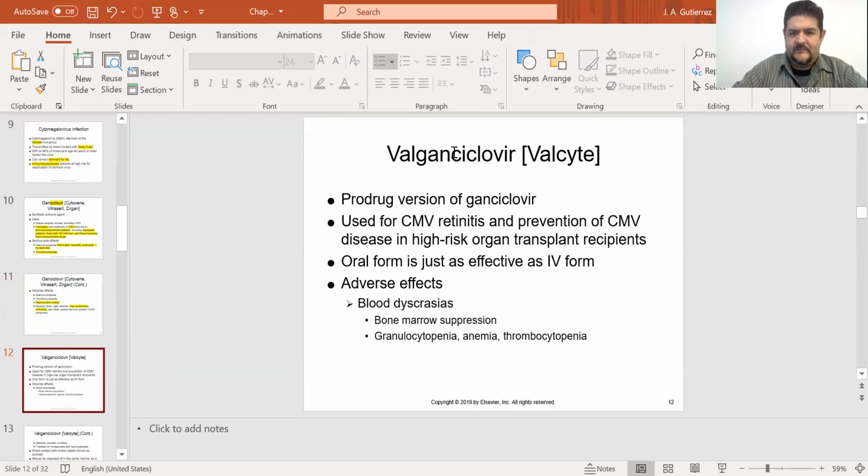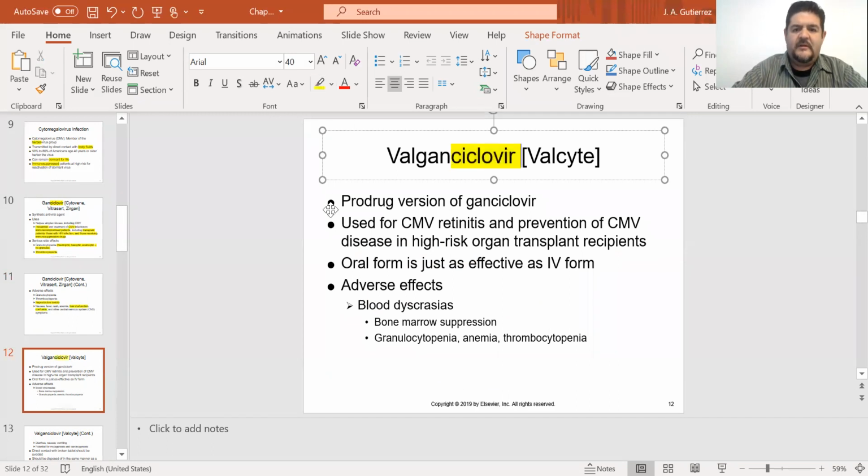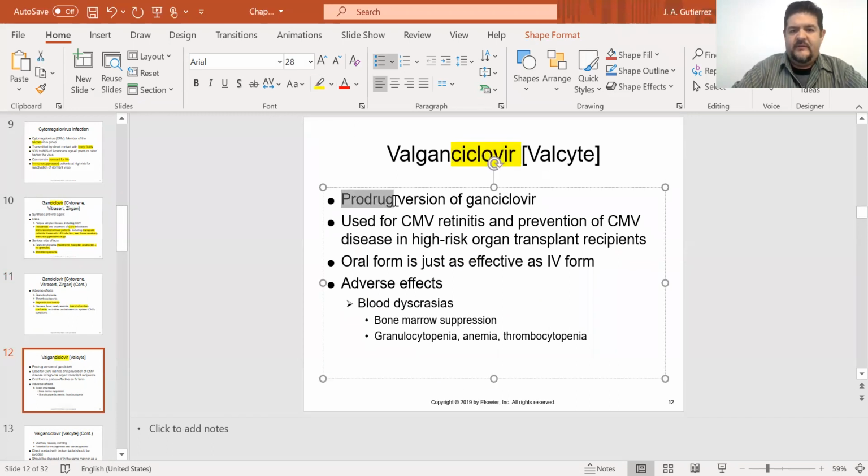Valganciclovir, ganciclovir, prodrug. So that means if the patient already has some type of liver damage, we can still use it with a very good outcome. Valganciclovir is used for cytomegalovirus in the retina. So the infection is inside the eye. Blindness is one of the symptoms. And it is also used to prevent cytomegalovirus infections in patients that had an organ transplant.